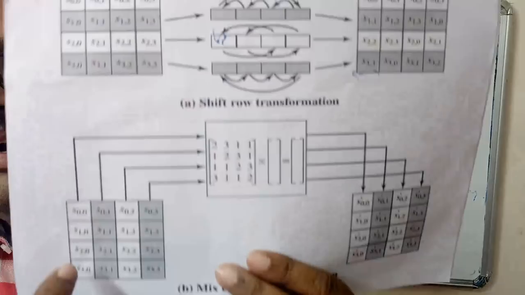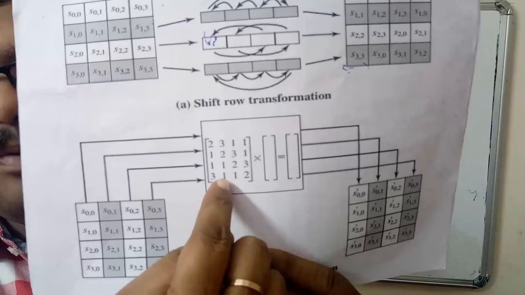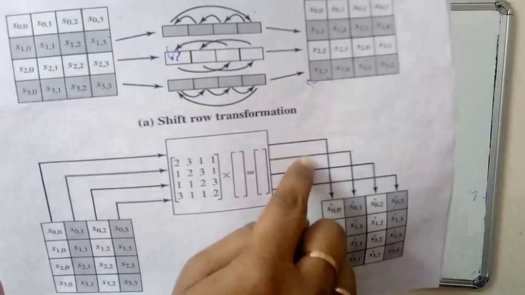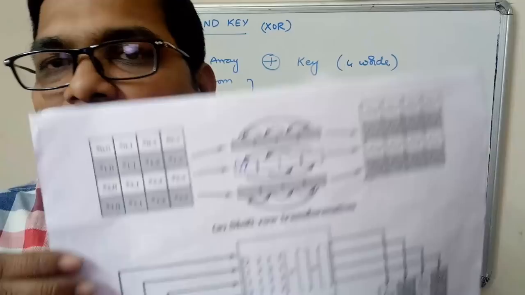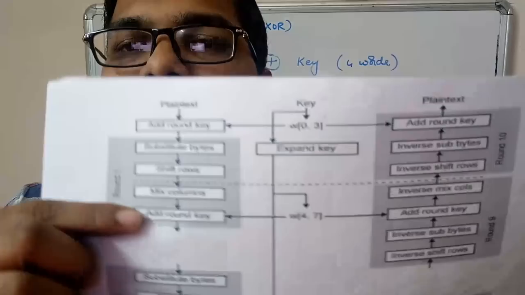In the mix columns, we have to consider each word and perform the multiplication operation with the 4 by 4 predefined matrix, and we will get a 4 by 1 result, which is stored in the first column of the resultant matrix. Similarly, the same should be repeated for every word. After applying the mix columns, we have to apply the add round key.